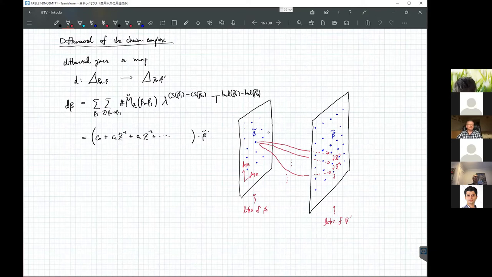And using this picture, we can describe the differential of the Floer chain complex as this. The differential gives a map between a local coefficient group associated to the lifts of the generator. And the differential is defined by counting instantons over the cylinder with respect to its connected component.